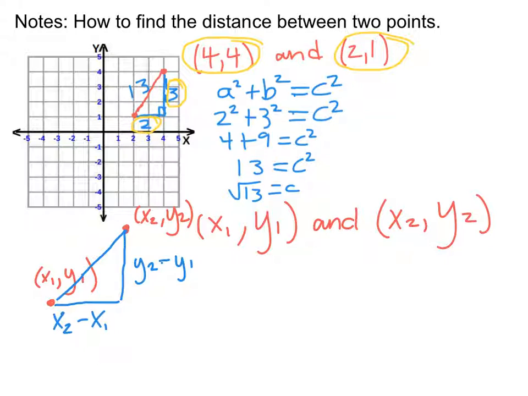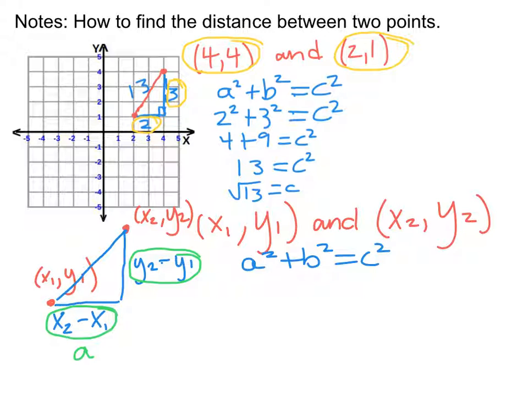Except instead of dividing the change in y by the change in x, we're going to plug those into our Pythagorean theorem. So now I've got my a squared plus b squared equals c squared. And a now is x2 minus x1. And b is y2 minus y1. So I'm going to plug that into my formula and then solve for c.